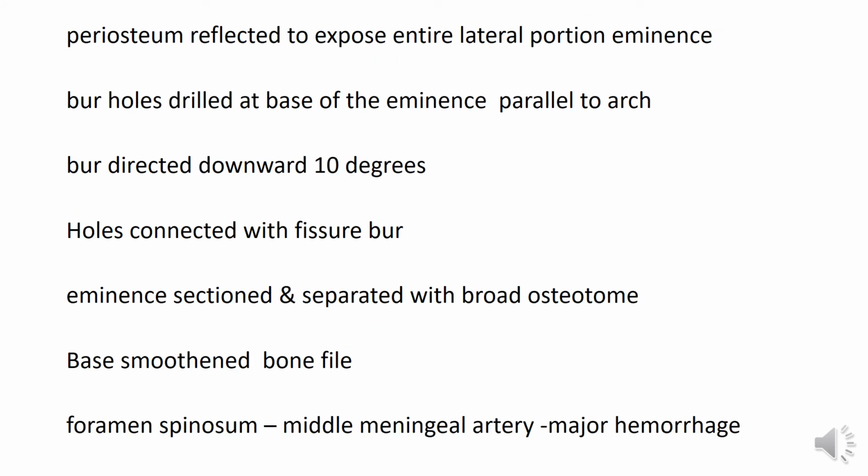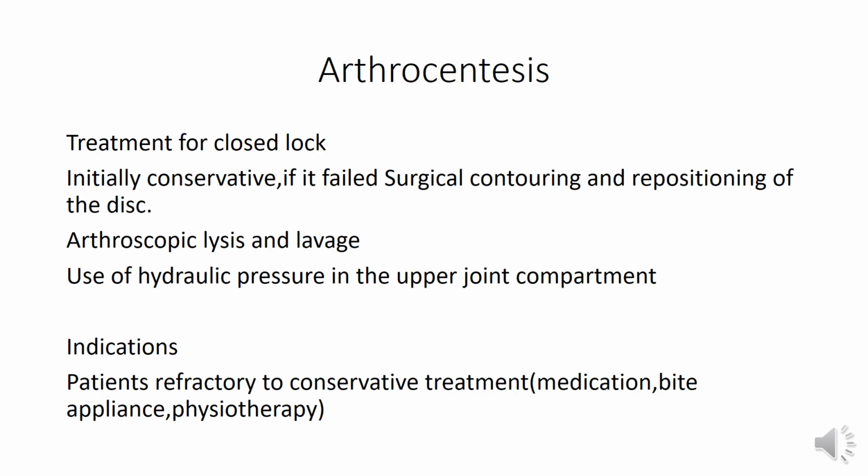The periosteum is reflected, burr holes are drilled, and then the holes are connected with a fissure bar. The eminence is sectioned and separated with a broad osteotome. Then the base is smoothened. The most important thing is to be careful about the middle meningeal artery. Accidental injury can cause hemorrhage from the middle meningeal artery when doing this procedure.